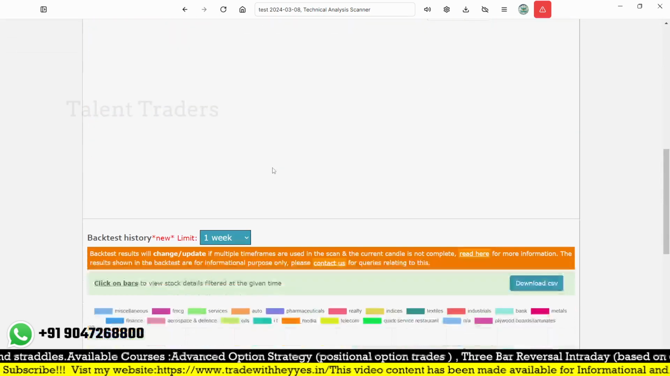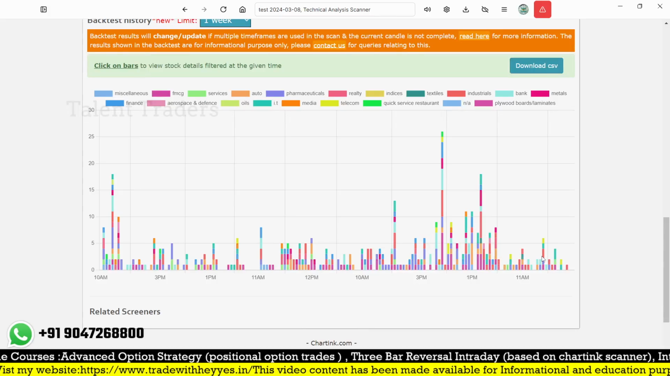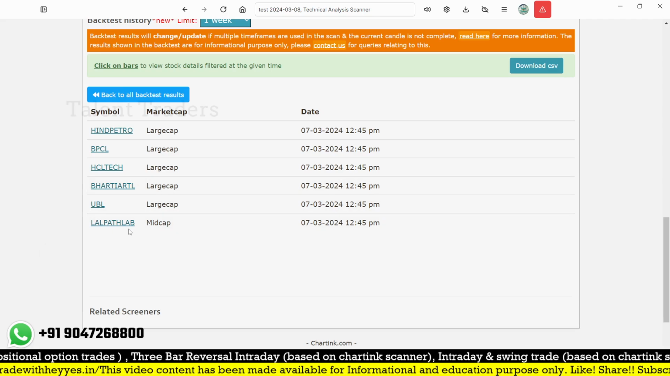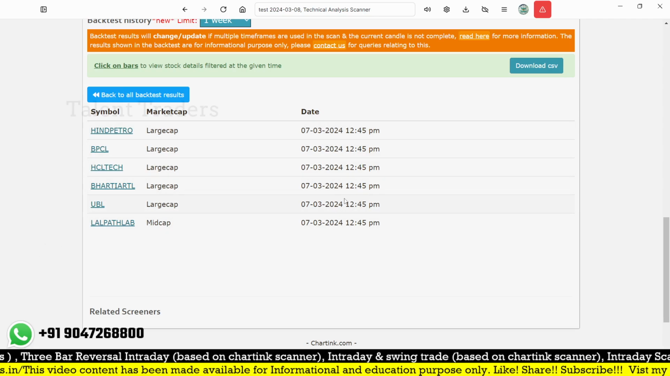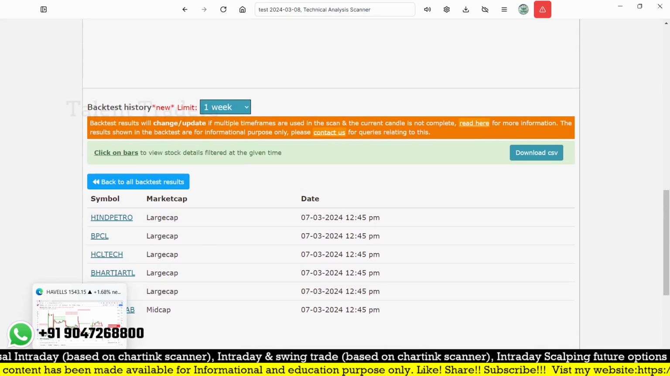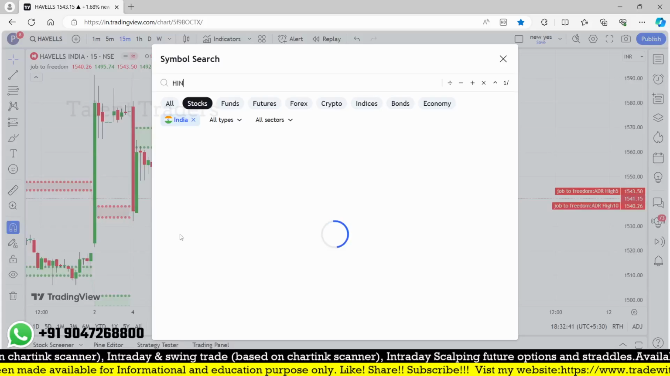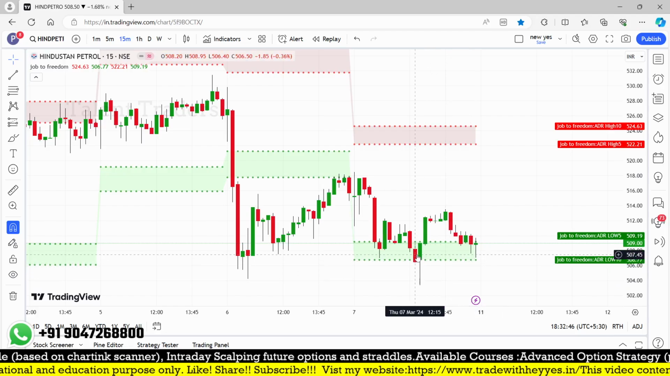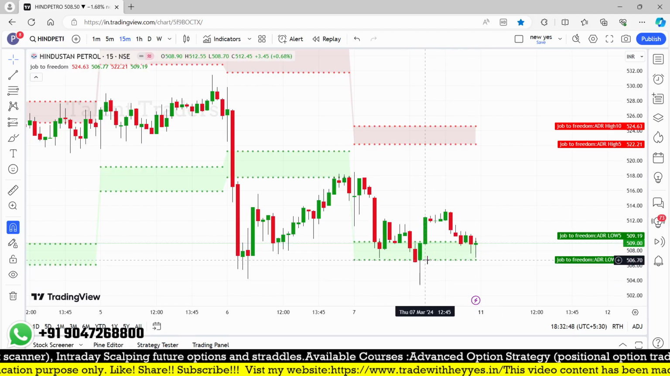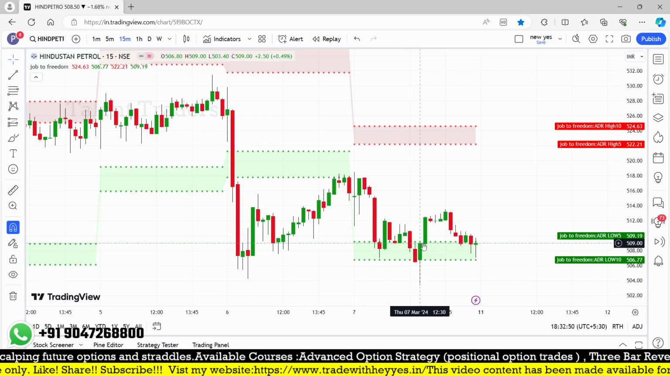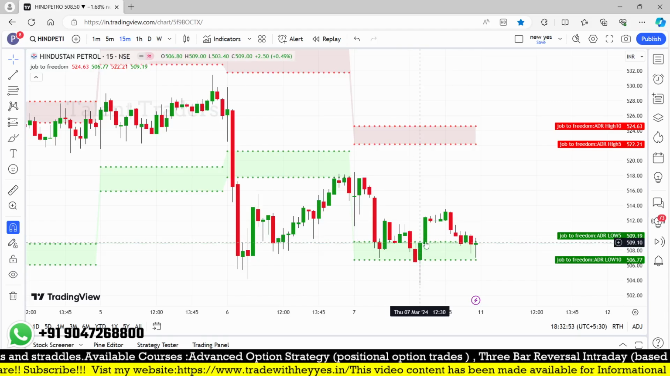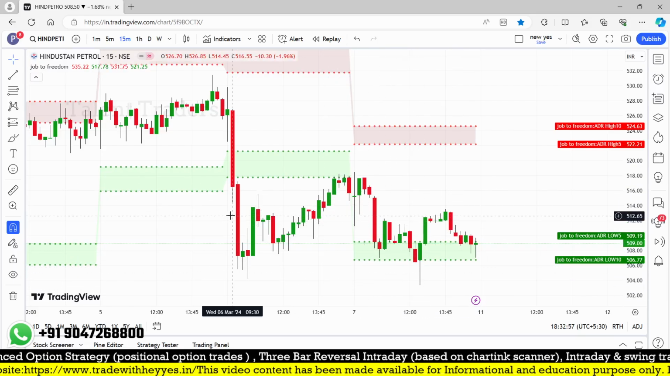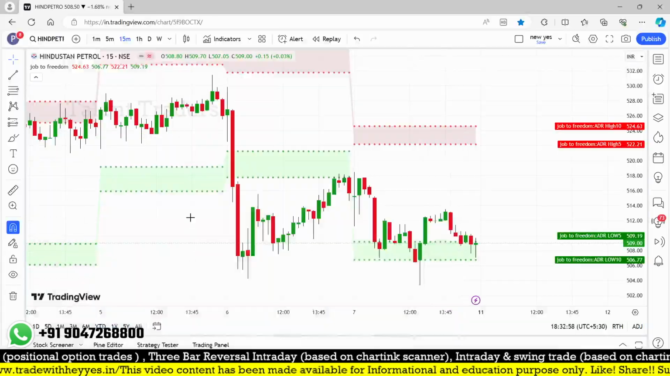Okay. After saving that, you can look at 12:45: HPCL, BPCL, HCL Tech, Bharti Airtel, UPL, Lal Path. So these are all the stocks which gave you a reversal opportunity. Let me check Hindustan Petroleum. Here at 12:15, it opened at exactly that level and closed close to that level. So we should focus on the opportunity and the small movement which is happening, but the stop loss is not yet triggered. Okay, and BPCL, HCL Tech.